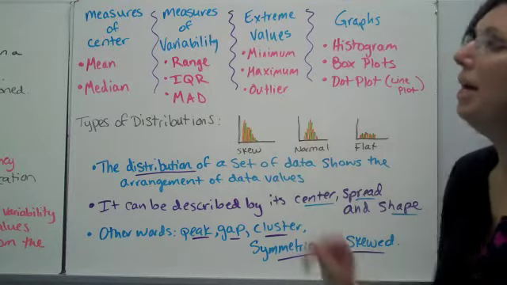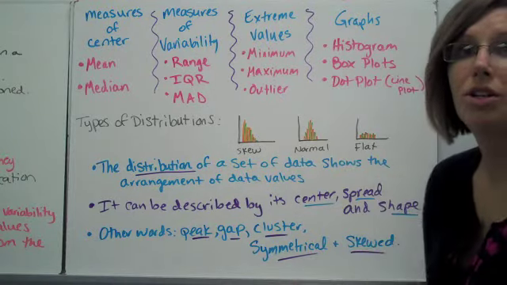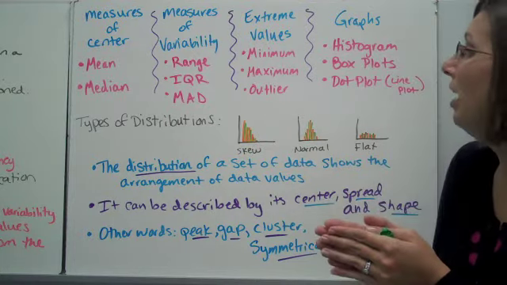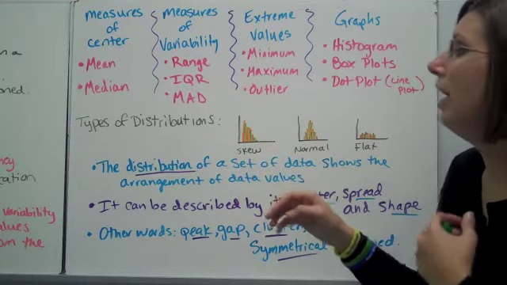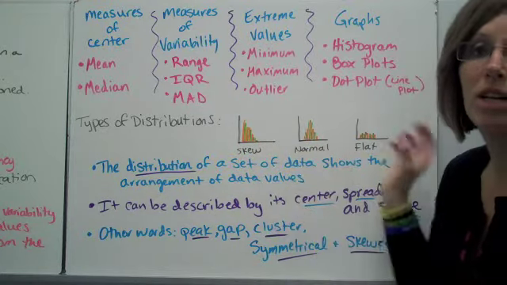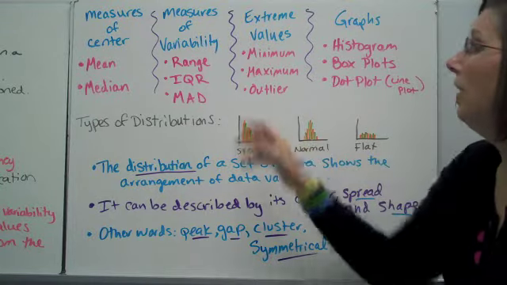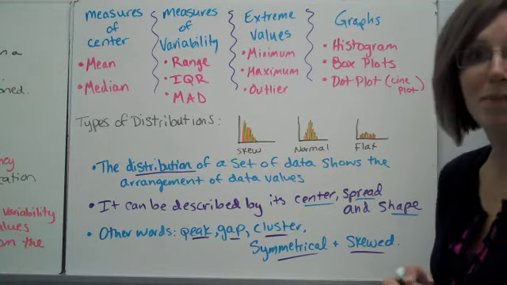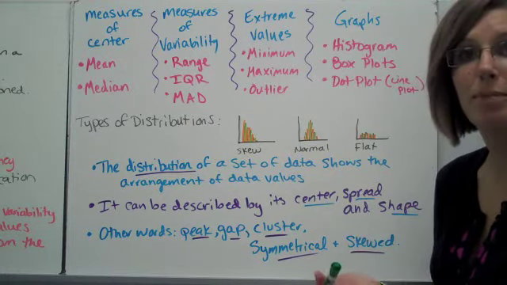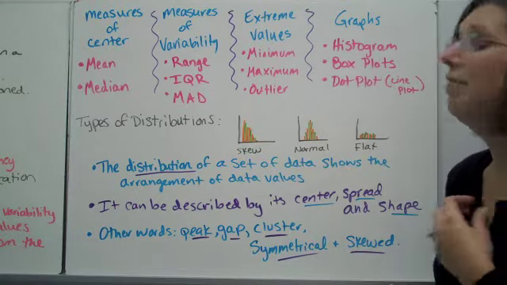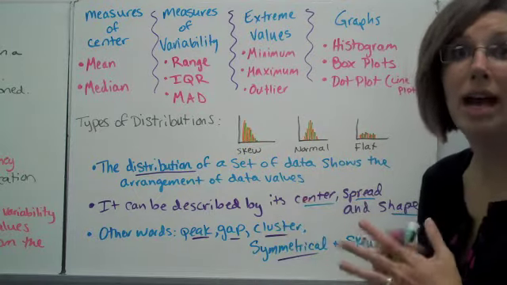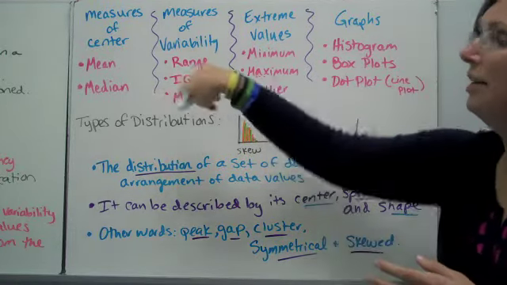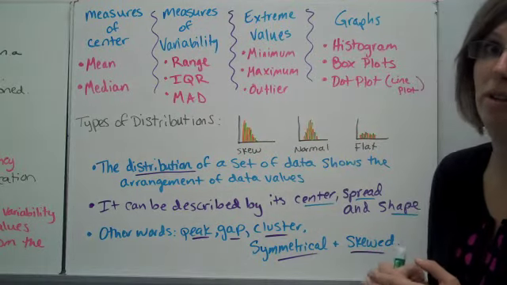Measures of variability measure how far apart your data is. So your data could be clustered close together, so it would have a low range, a low IQR, and a low MAD. Or your data could be very spread apart, giving you a high range, a high IQR, and a high MAD. We have some extreme values sometimes in our data sets. Those are called the minimum, the maximum. But sometimes we have very, very far out extremes. We call those outliers. Those outliers will have an effect on these measures of center and the measures of variability.